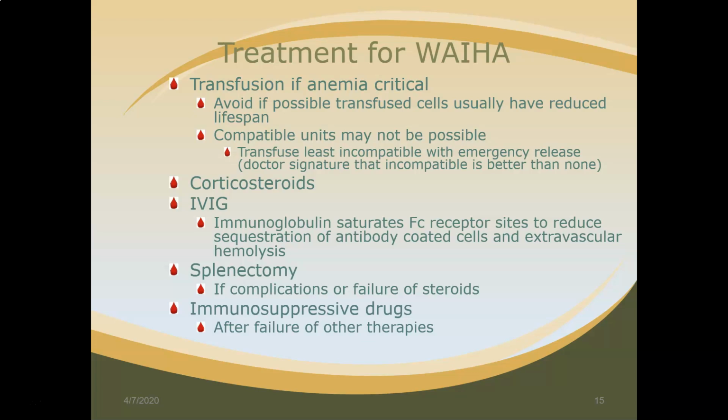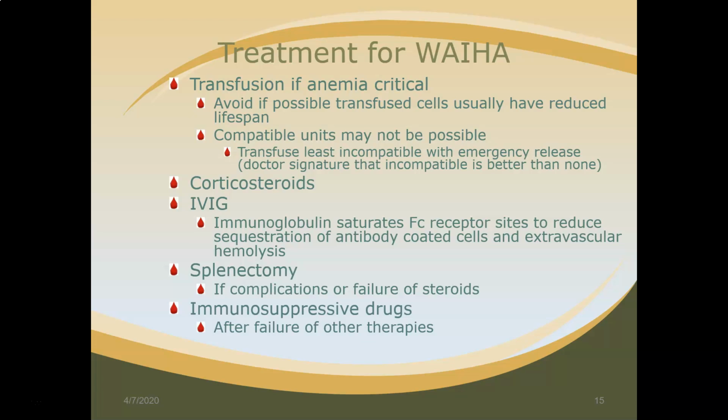Because the warm auto is much worse, we're going to treat this much more commonly, and we're also going to treat it much more aggressively. You can transfuse if the anemia becomes critical, but again, they really prefer you not transfuse if you don't have to. Those donor cells are going to have a shortened lifespan in the system, and it's just going to give you more cells to destroy, and it's going to increase the free hemoglobin and increase the problems that you have when you have a hemolytic condition going on.